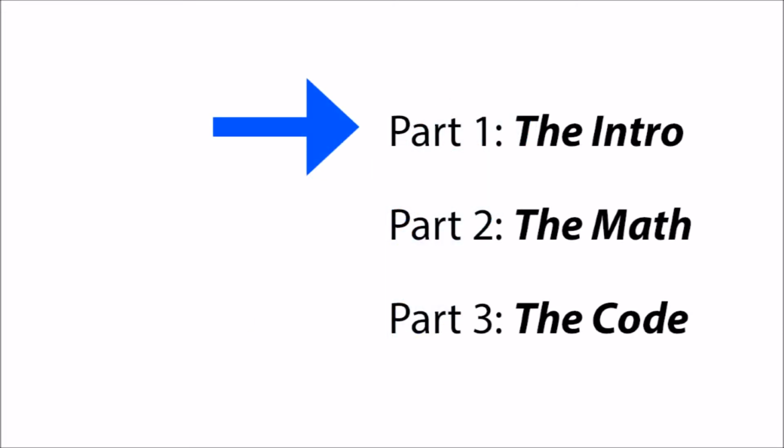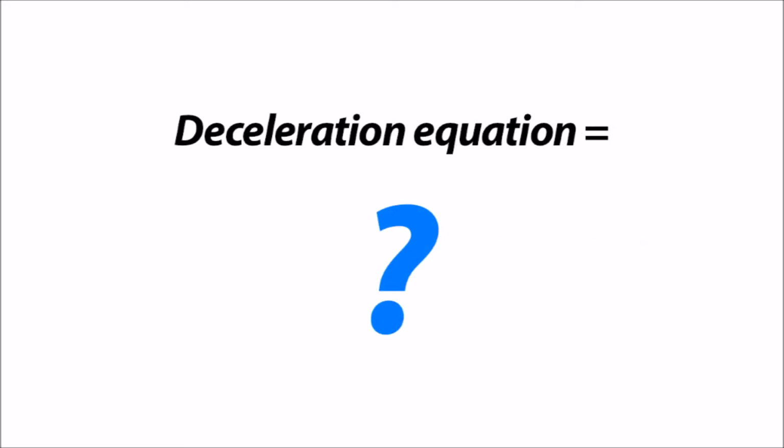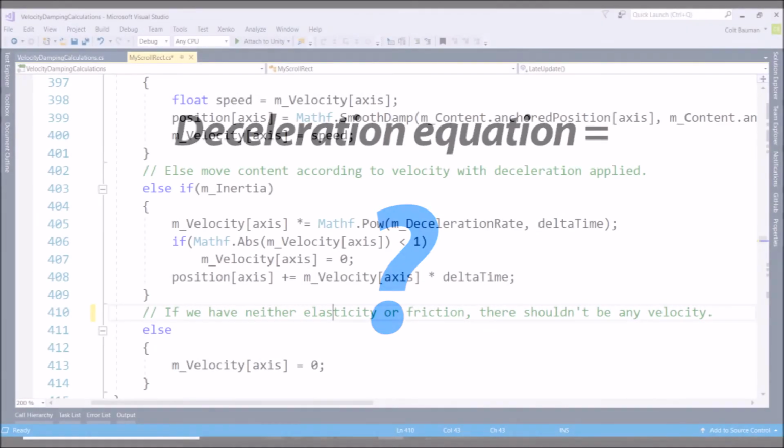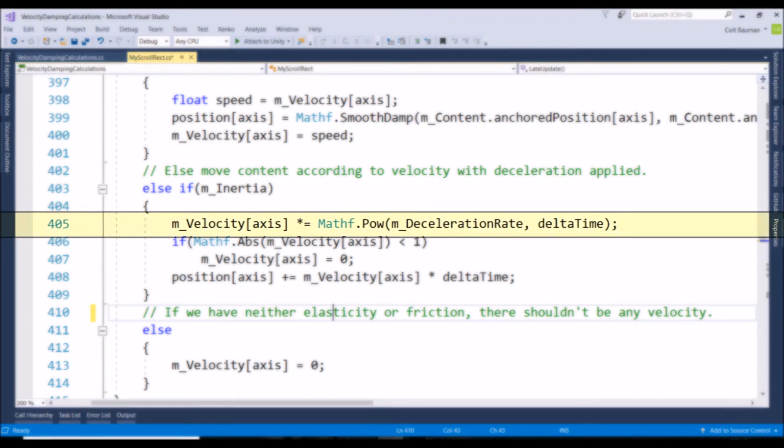In this first video, I just explain how the scroll rect deceleration equation works. So if you're already comfortable with that, feel free to skip to the next video. The first question we need to answer is, what equation does Unity use for scroll rect deceleration? If you take a look in the LateUpdate function of the scroll rect source code, you'll find this line of code.